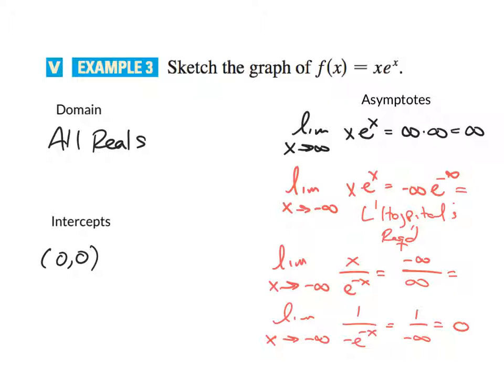But for the negative, we actually have to use L'Hopital's rule, because if I just plug in the infinity, the negative e to the negative infinity is what causes the problem. So when I rewrite as x over e to the negative x, I get negative infinity over infinity. That allows me to take the derivative of the top and the bottom, so I get 1 over negative e to the negative x. And when I plug in negative infinity, I get 1 over negative infinity, which is essentially just 0. So we have a horizontal asymptote at 0 on the negative side.